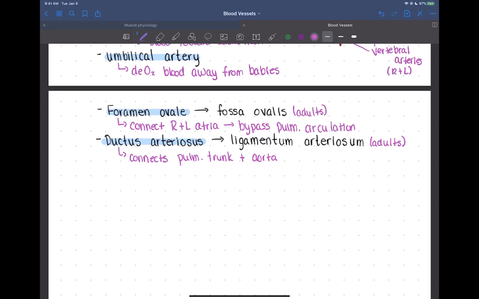All right, so that's it for our blood vessel chapter. All right, so the next chapter we'll be doing will be the respiratory system.